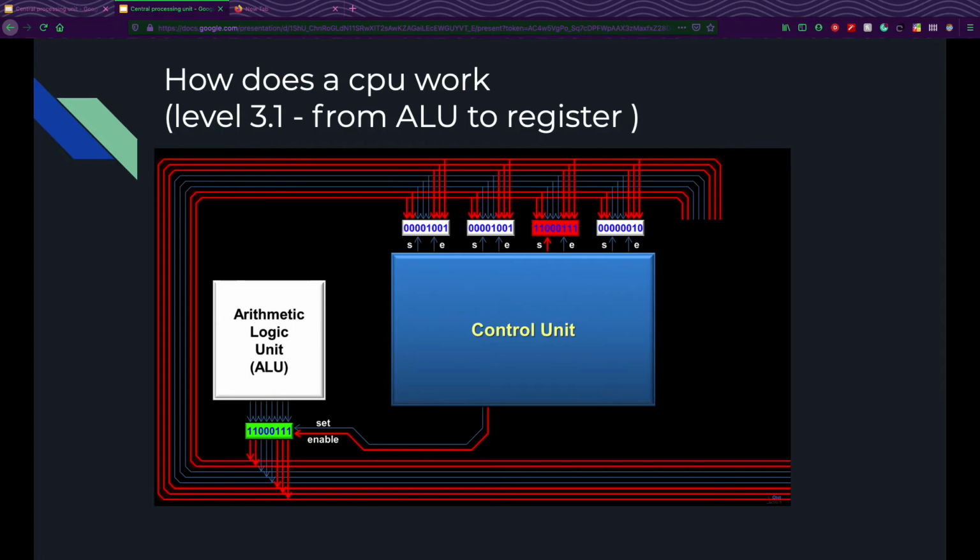The arithmetic logic unit has given the data into a temporary register, which is represented in green here, and then the control unit is turning on the enable wire, which is enabling that temporary register to send that data to the general purpose register, which is represented in red. Then the control unit is turning on the set wire of that general register, which is allowing the data to be stored there. This is how the data from the ALU goes to the register.